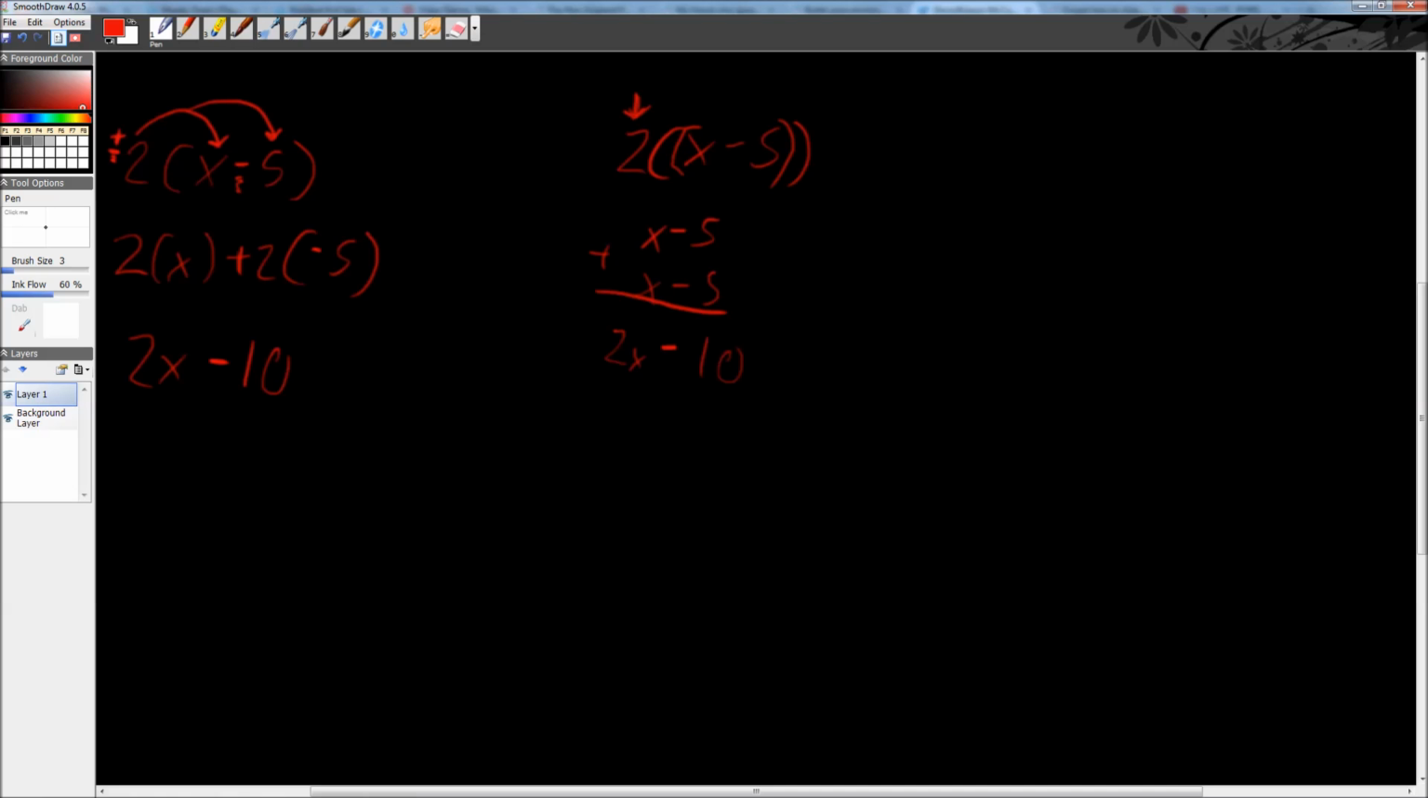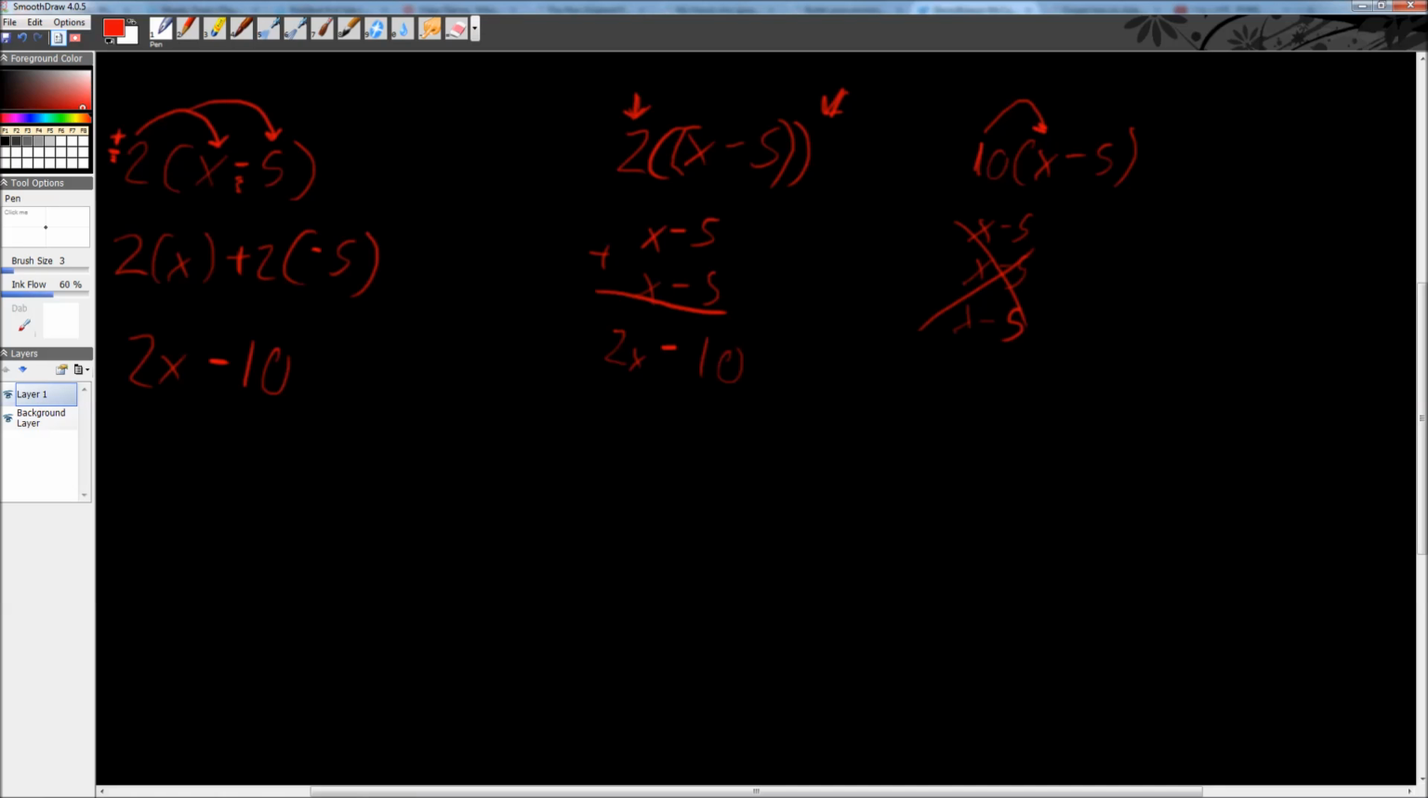Now the problem with this way is if we have a large number on the outside. If we had a number like 10, we would have to write x minus 5, x minus 5, x minus 5. We would have to write it out 10 times. And this is just too long. So we use the easy way.